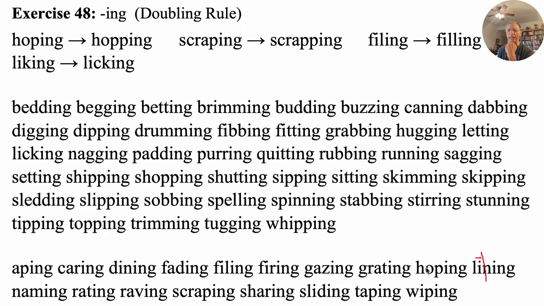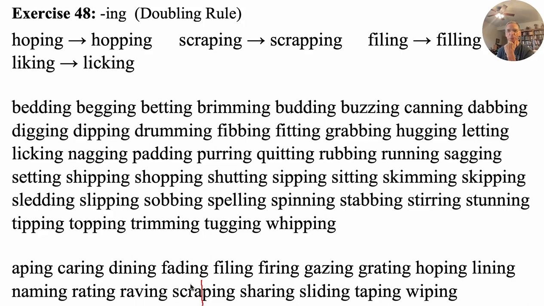Lining, like a lining in a shirt. Naming. We had trouble naming our dog. Rating. I hope my program's rating high on Amazon. Raving. They were raving like crazy about the newest song that was out, the new singing group. By the way, I saw the Beatles in concert one time, and the people I thought were raving mad.